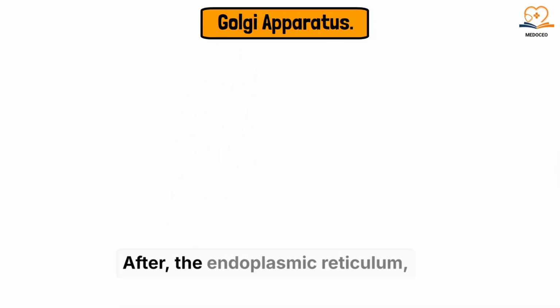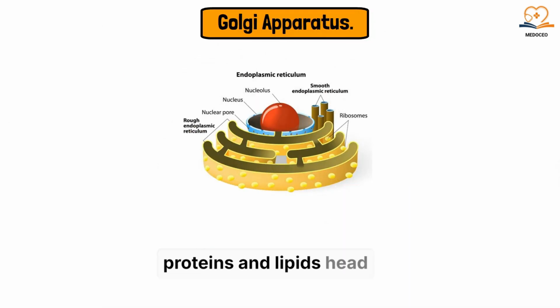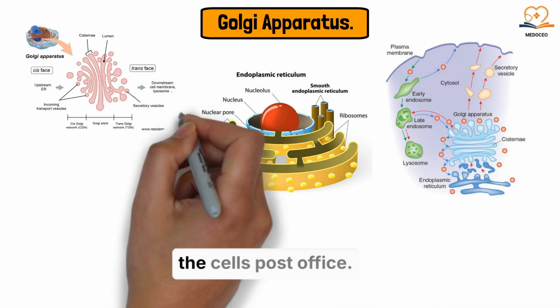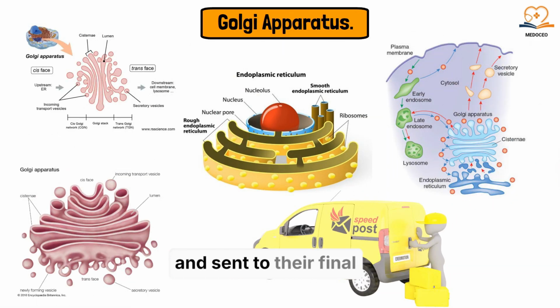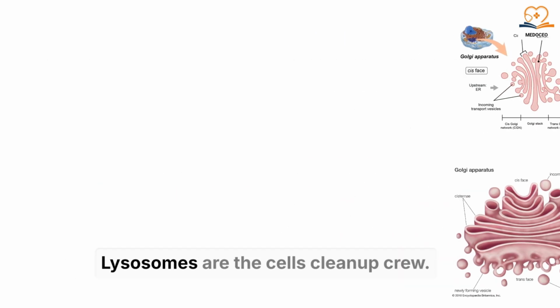Golgi Apparatus. After the endoplasmic reticulum, proteins and lipids head to the Golgi Apparatus, the cell's post office. Here, they're modified, packaged, and sent to their final destinations.